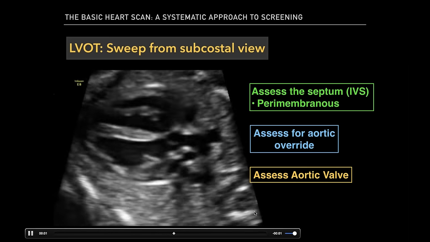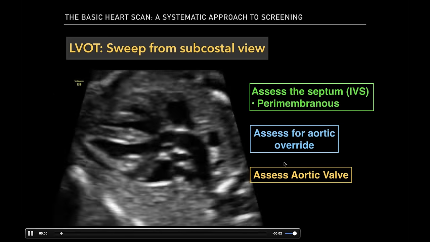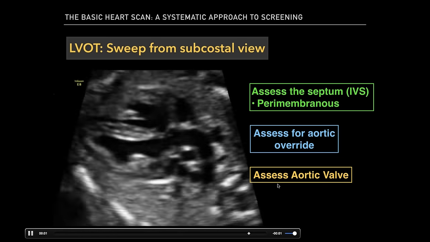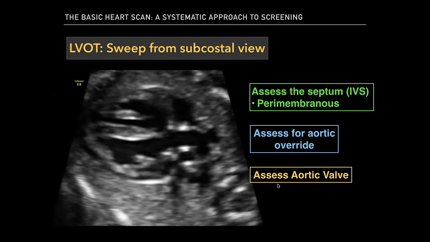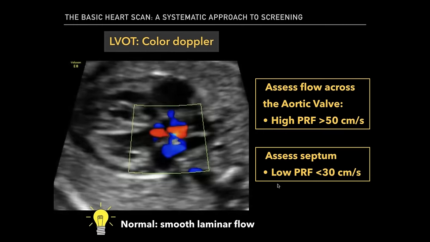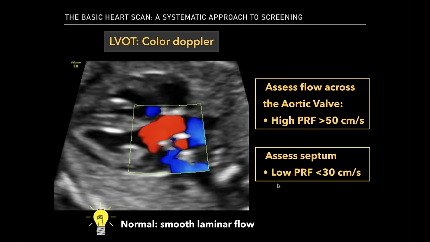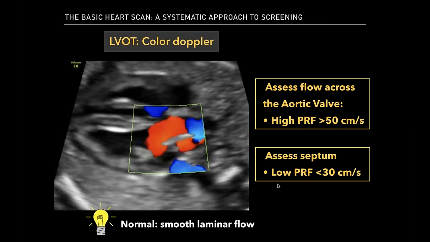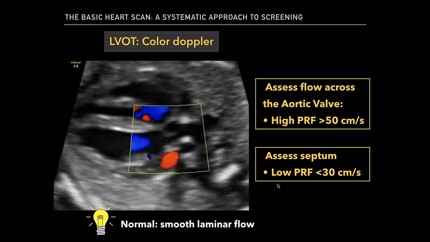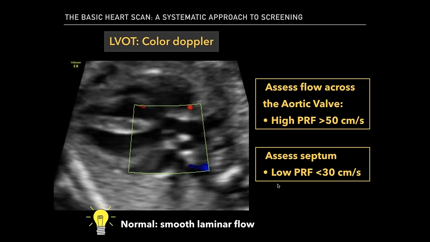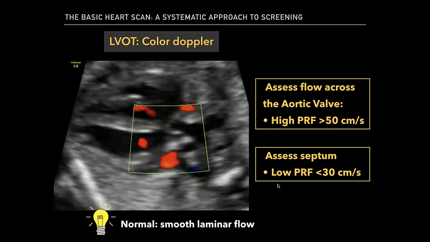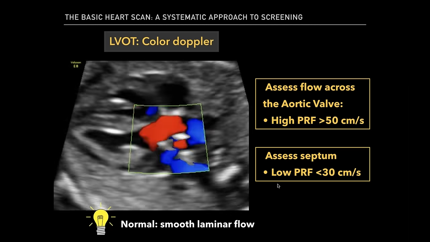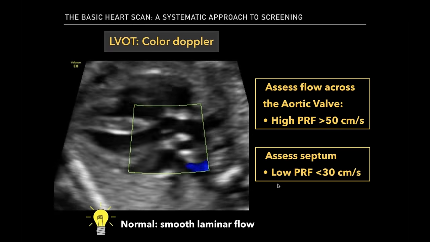I believe this view over time has become one of my favorite views, since you're able to assess all these specific areas in just this one plane view. And with color Doppler, to assess flow across the aortic valve, you want a high PRF of greater than 50 centimeters per second. Also, you want to assess the septum utilizing a low PRF of less than 30 centimeters per second. And normal flow is smooth laminar flow through the aortic valve.